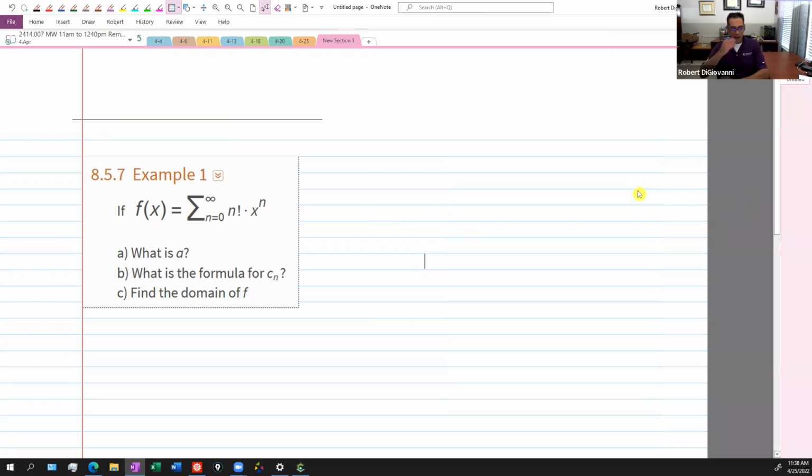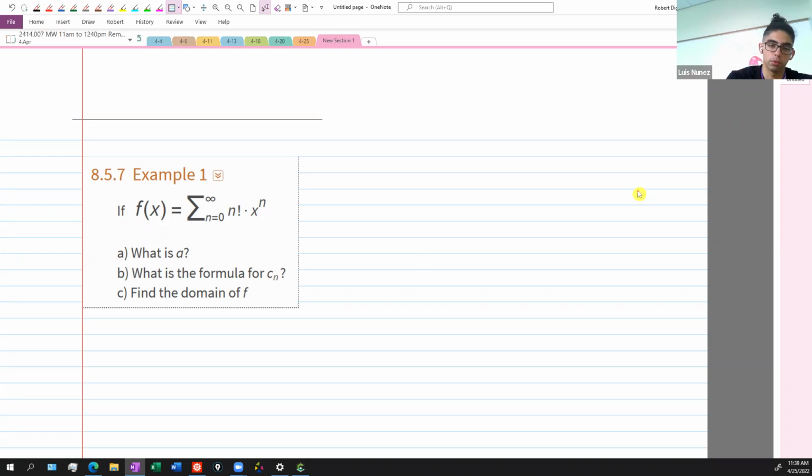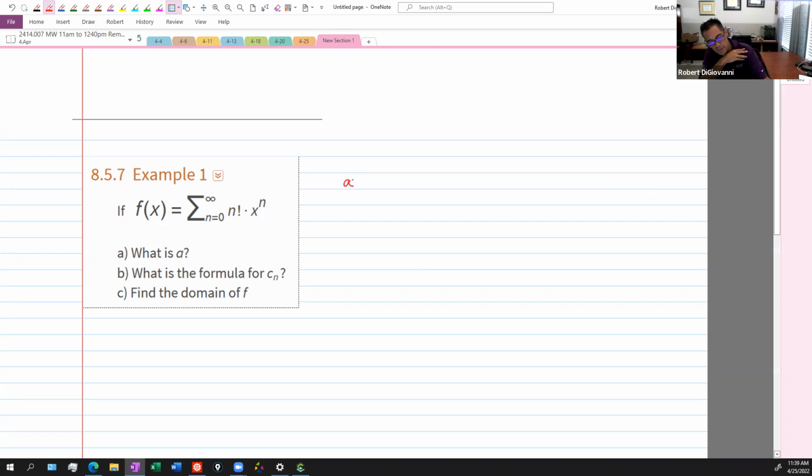All right, if f of x equals the sum from n equals 0 to infinity of n factorial x to the nth power. First of all, the question is, what is a? It's 0, right? Because it's just x to the n. So a is 0. Any questions there? So that means if we plug 0 into this, it converges, but we don't really know anything else.